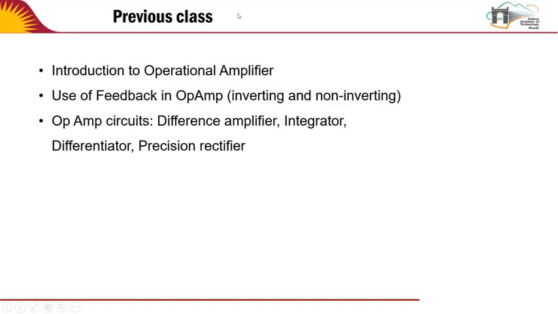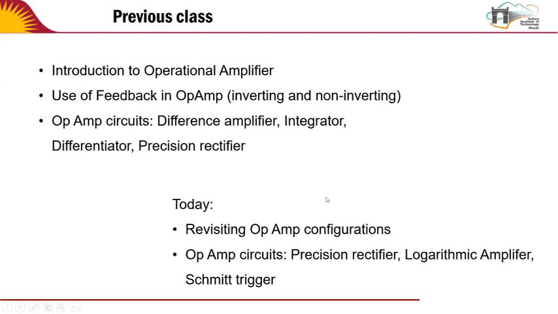Last time we discussed operational amplifier feedback in op-amp using the inverting and non-inverting configuration. And then we explored circuits such as the difference amplifier, integrator, differentiator, and precision rectifier. Today we'll revisit some of those op-amp configurations from last time, as well as look at some of the circuits in more detail, like the precision rectifier, log amplifier, and Schmitt trigger.